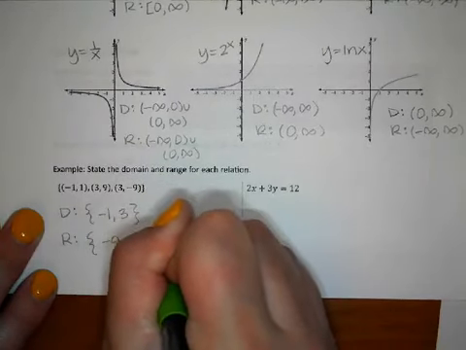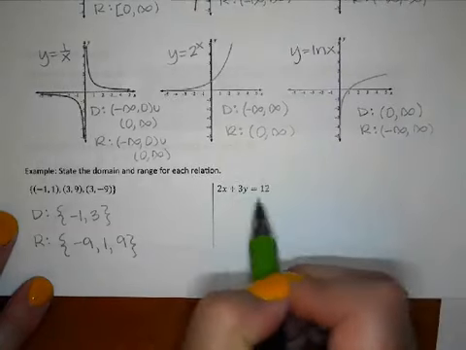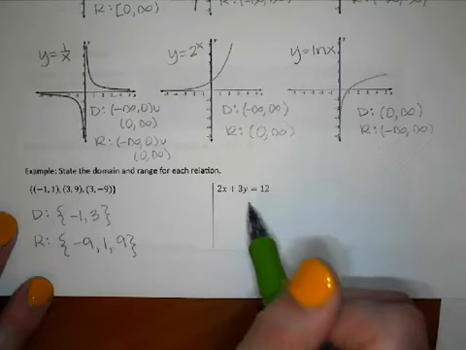This one, I don't have to know exactly what this looks like. 2x plus 3y equals 12. That's a standard form for a line. So I don't care if it goes up or down. I just know that it's a line.